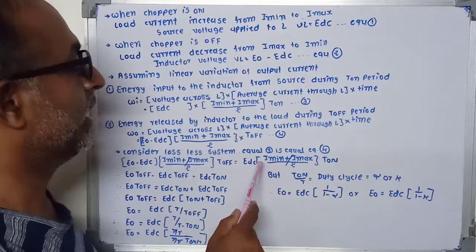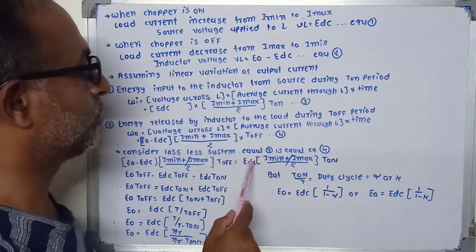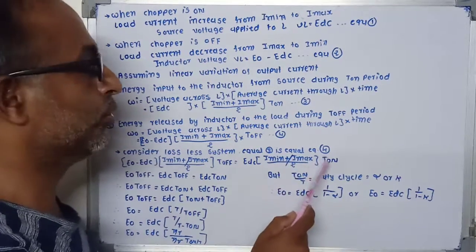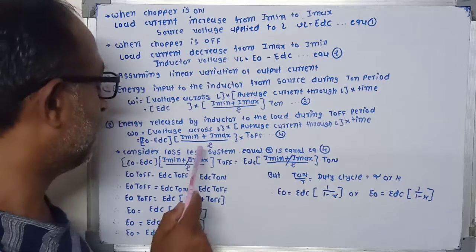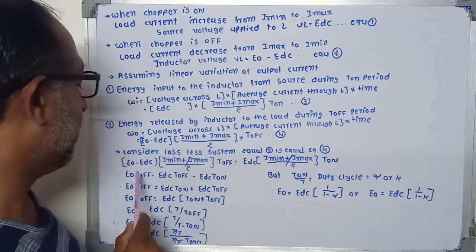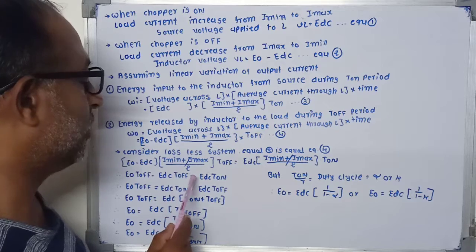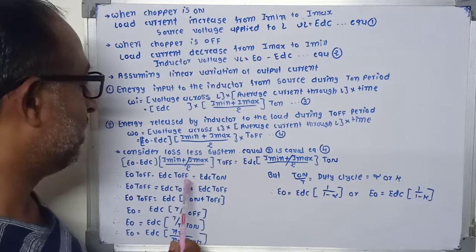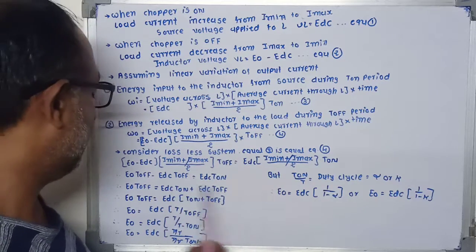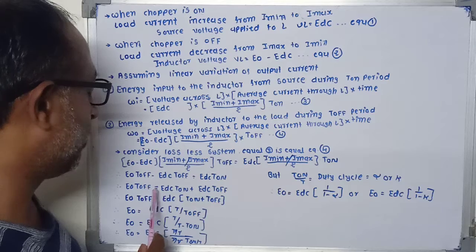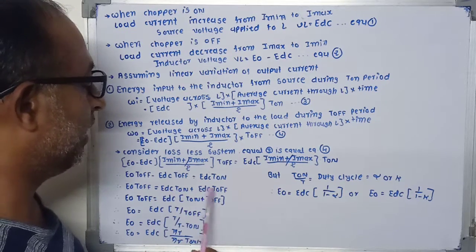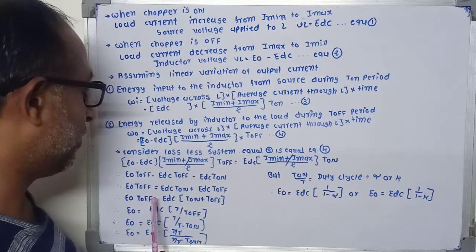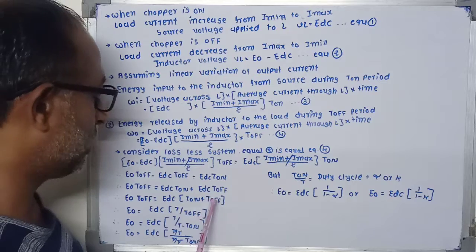Similarly, the energy stored during the T on period is EDC times I minimum plus I maximum divided by 2 times T on. Now this average current gets cancelled. So we get E0 T off minus EDC T off is equal to EDC T on. Now this EDC T off is shifted to the right side. So E0 T off is equal to EDC T on plus EDC T off. Take EDC as common. So E0 T off is equal to EDC in bracket T on plus T off.